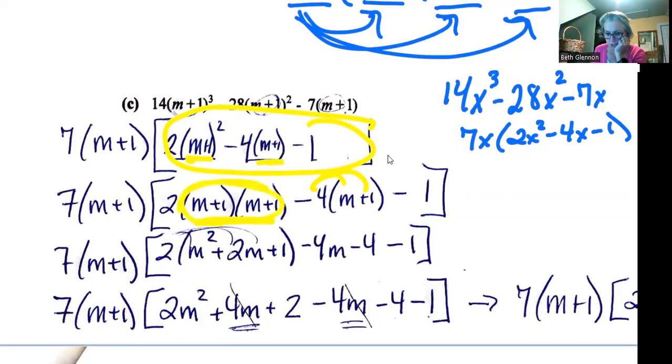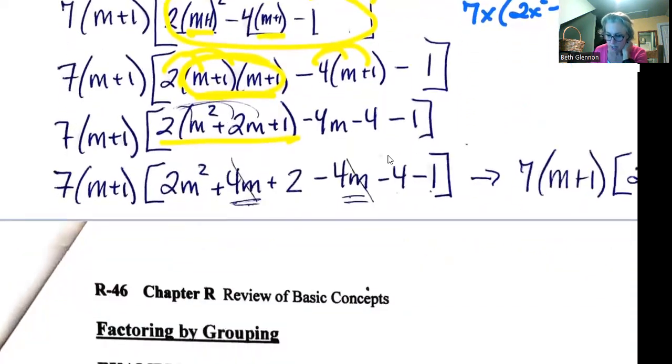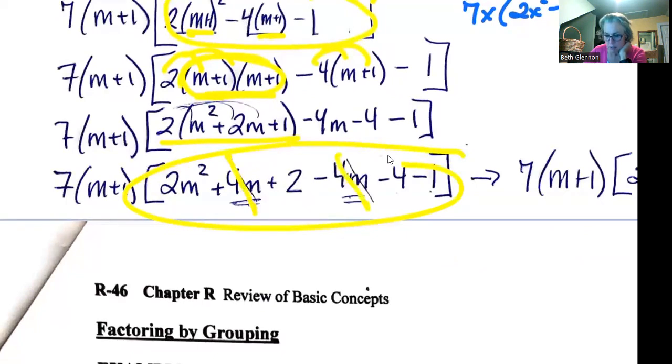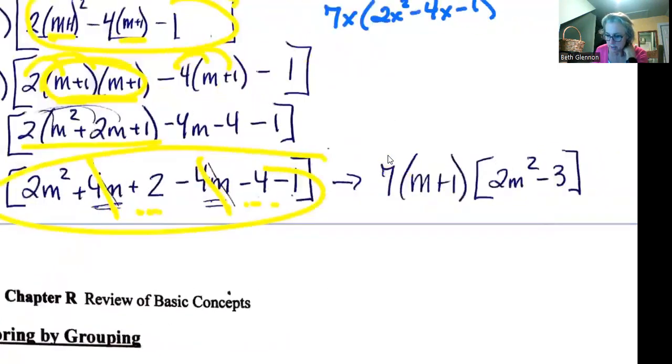Once I FOIL these two, I'm going to distribute the 2. So I have this here. And I come on down to this whole equation. I've got 4m and -4m, they're going to fall out. And then I have all these constant terms I can go ahead and add together.